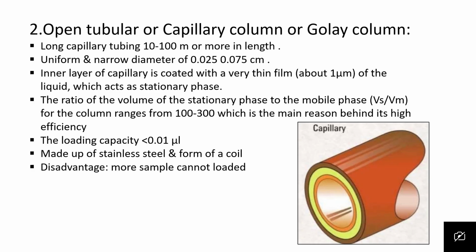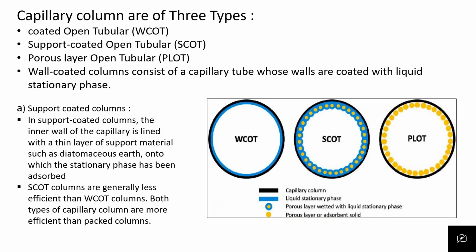The loading capacity is less than 0.01 microliter. It is made up of stainless steel and in the form of a coil. Disadvantage: more sample cannot be loaded. Capillary columns are of 3 types: wall-coated open tubular, WCOT; support-coated open tubular, SCOT; and porous layer open tubular, PLOT.